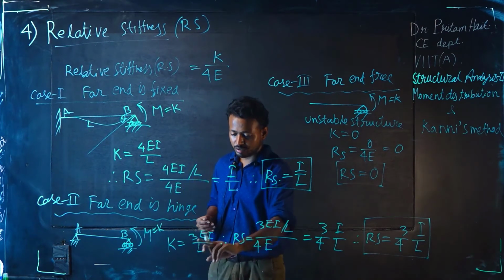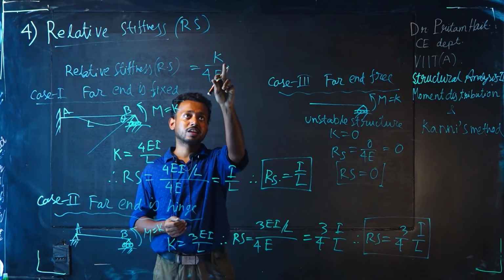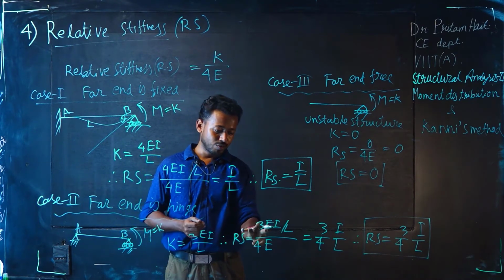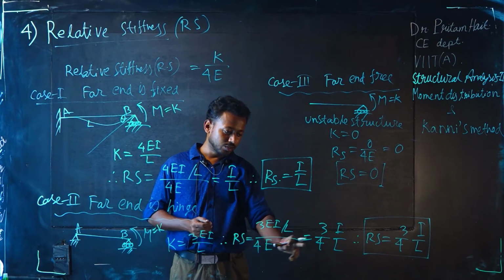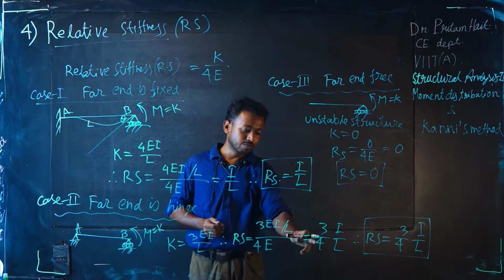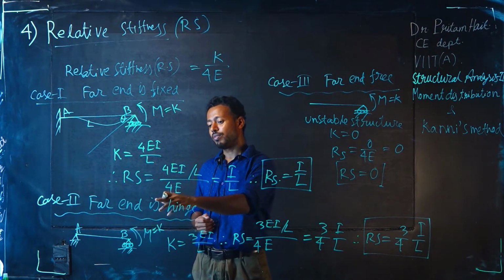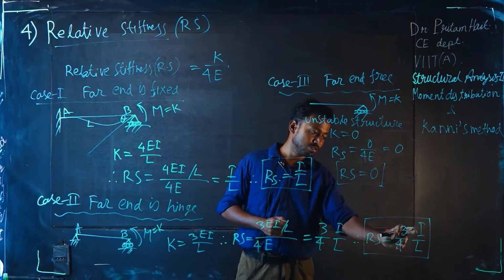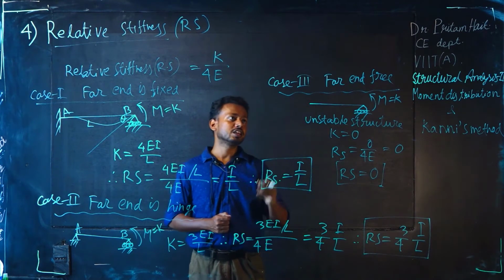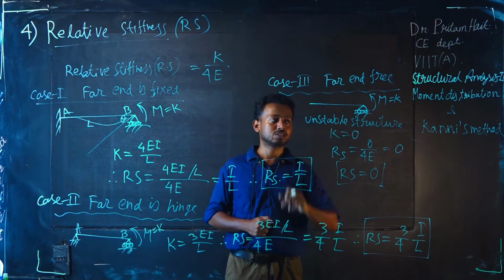So K equals 3EI by L. So relative stiffness is K by 4E. So I can write (3EI by L) divided by 4E equals (3 by 4) into I by L. So the relative stiffness, in case the far end is hinged, will be 3 by 4 into I by L. Case 3, if the far end is free, then this is an unstable structure.